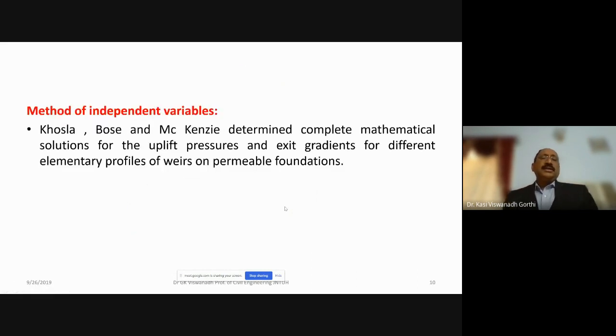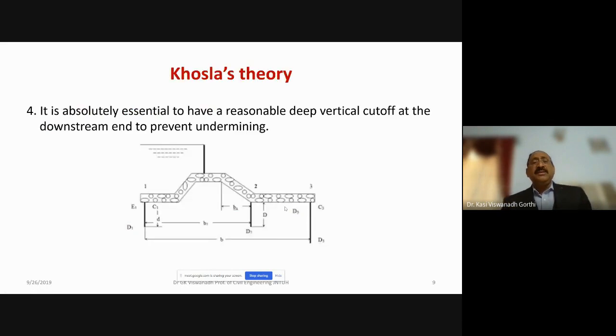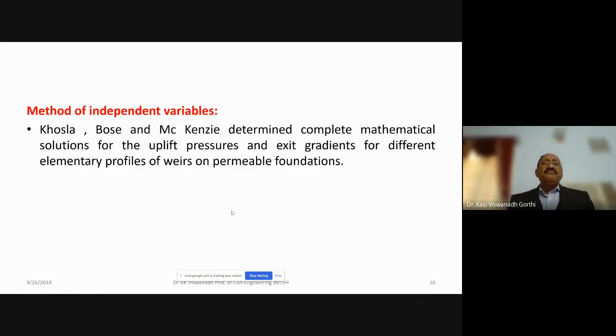So Khosla adopted the method of independent variables. What is this independent variable? It's a combination of several things. As you have seen in the previous figure, we have the upstream pile, the intermediate pile, the downstream pile, and so on. Sometimes the floor may be depressed. So all these combinations will be there. So he adopted the method of independent variables, and he tried to solve them one after the other, case by case.